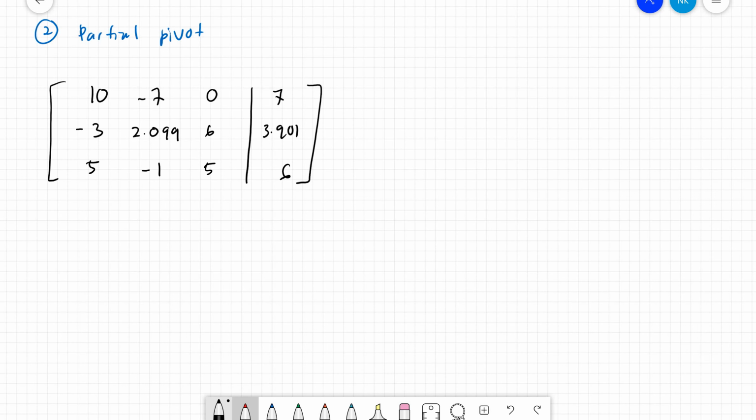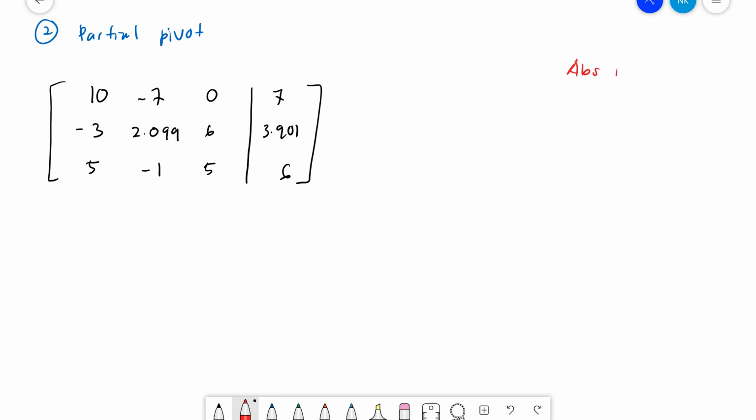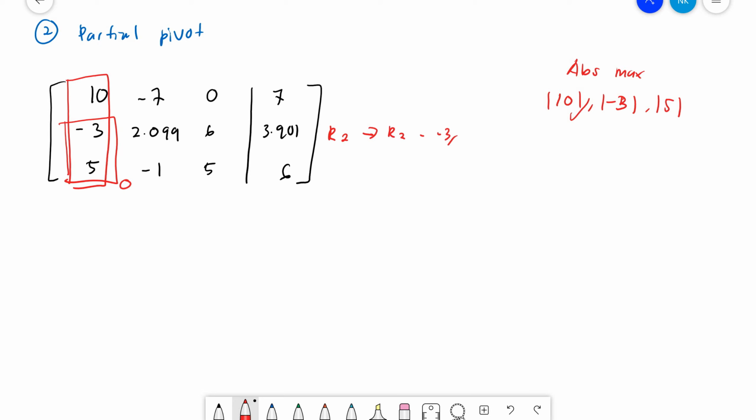In this method you have to compare the absolute maximum of elements in the same column. For the first column, for these 3 elements, there's 10, there's negative 3, and then there's 5. The biggest absolute value is 10, so you don't have to do any swapping. Now all you have to do is zero these other two elements. To do that, use R2 minus negative 3 over 10 R1, the same as the previous method, and R3 minus 5 over 10 R1.